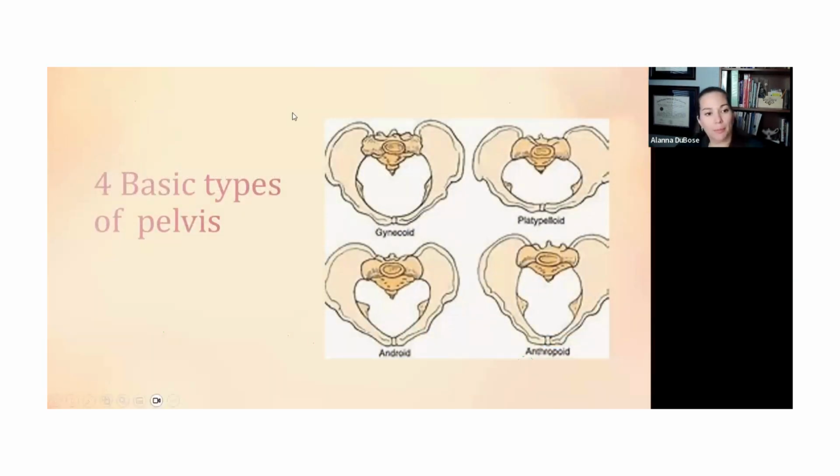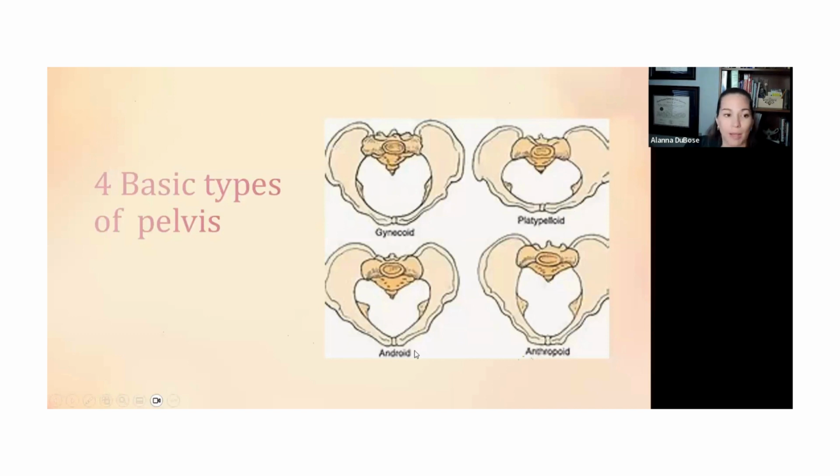All right. You also have 4 basic pelvis types. So now we're starting to talk about the passageway. Gynecoid is the most favorable for birth. It's got the biggest space for the baby to come through. Okay. These other types are more difficult, and the android is the hardest.